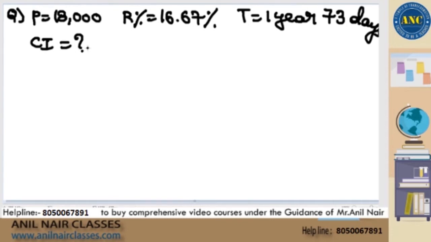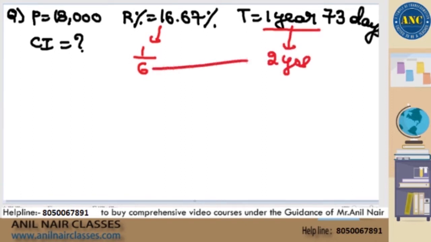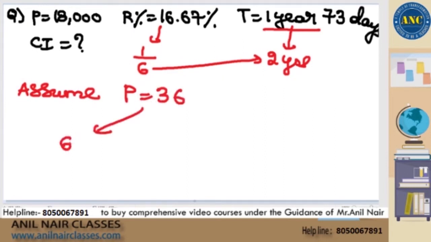It could be any number of years. Just listen carefully, sir. 16.67 is 1 by 6. Third problem on this variety. 1 year 73 days. Make it into 2 years. So this is n value. 6 square. Assume principal is 6 square, 36. So first step, 1 by 6 of 36 is 6. Second step, 1 by 6 of 36 is 6. Third step, 1 by 6 of 6 is 1.